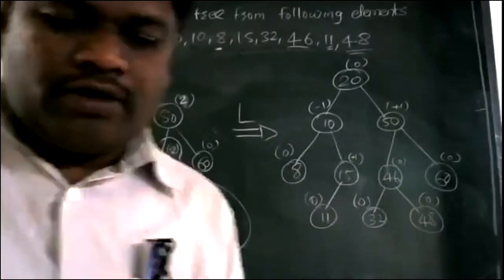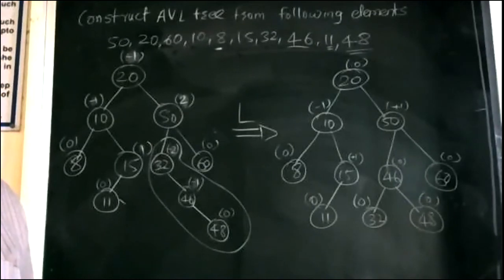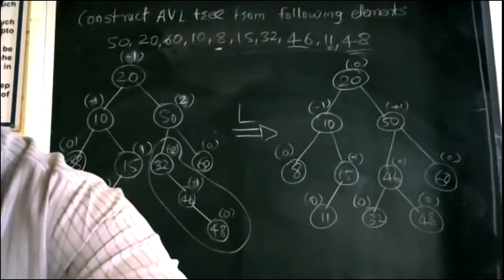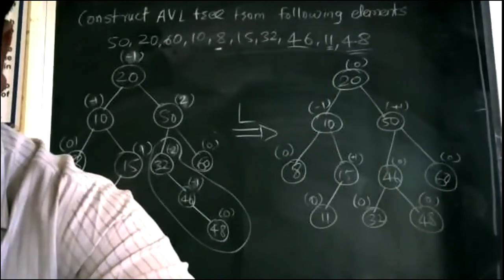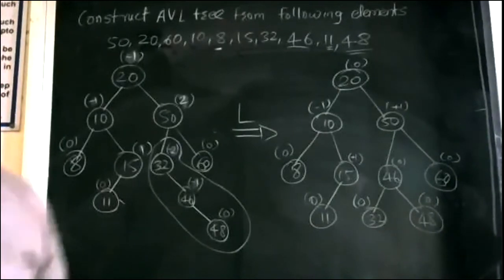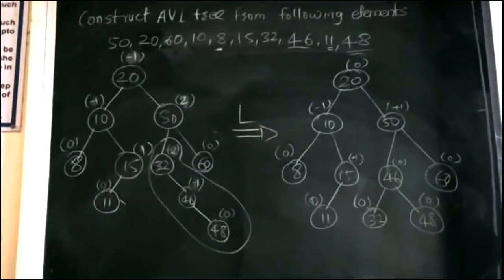So all of you have constructed, all of you have dictated all the steps we have seen. Now afterwards, simultaneously, you can dictate the steps. Now have all of you completed? Yes, sir. Okay. Now we'll see the next part, that is the deletion in the AVL tree.